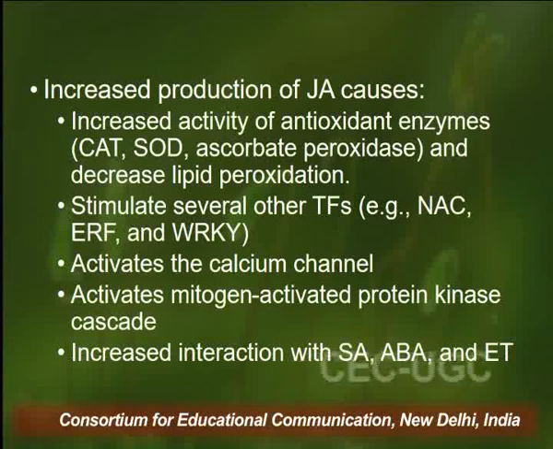Now this increased production of jasmonic acid, through its signaling pathway, further stimulates various antioxidant enzymes like catalase, superoxide dismutase or ascorbate peroxidases, and all these antioxidant enzymes basically decrease lipid peroxidation. And once lipid peroxidation is decreased, they prevent the disintegration of the cellular structures, thereby protecting the plant cells.